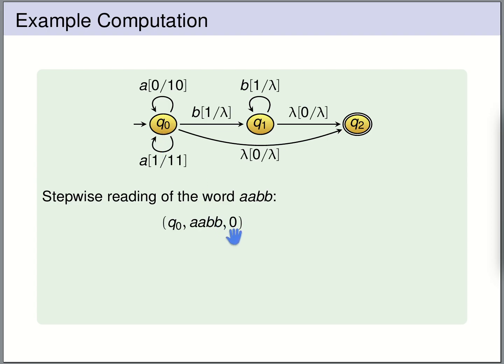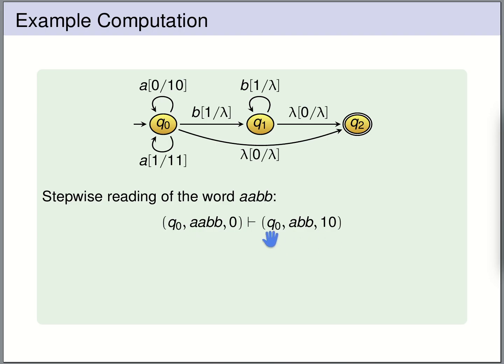So we have a 0 on the stack. That means that we can only choose this transition. We have input letter A, 0 on the stack. We consume the A and we replace the 0 by 1, 0. So we stay in state Q0, one A is consumed, and the stack content is now 1, 0.